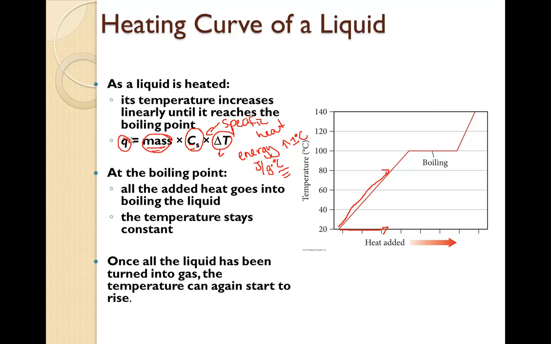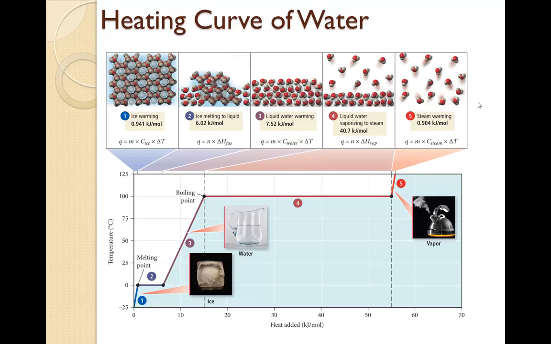At the boiling point, notice it levels off here. All the added heat goes into the boiling of the liquid. The temperature therefore stays the same. Once all the liquid has turned into a gas, the temperature can again start to rise, which is why the line is going up once again. So let's take a molecular view of this.